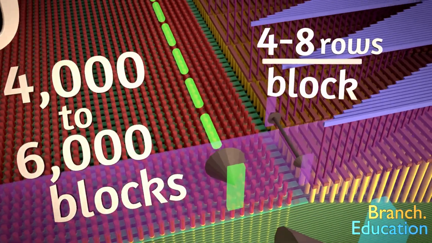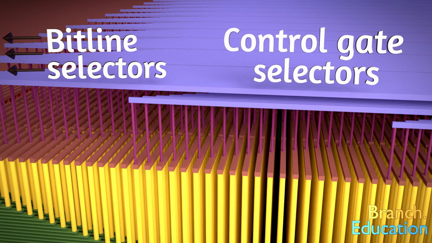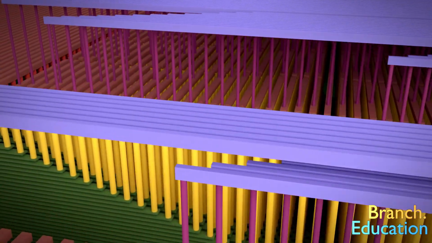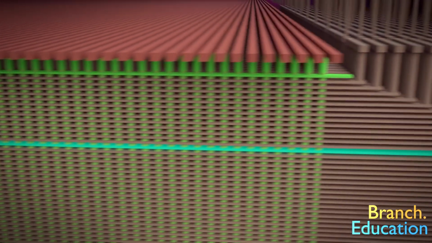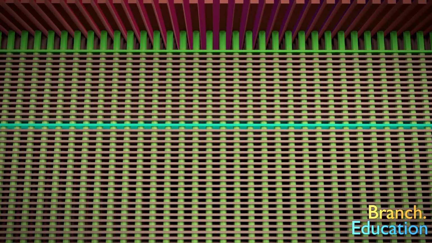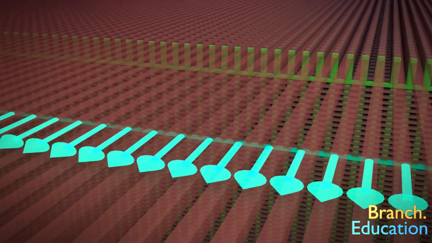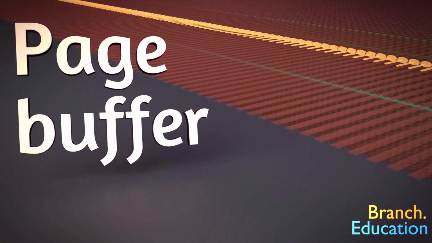Along the edges are the control gate selectors and the bit line selectors on the other side. Together they comprise what is called a row decoder. And by using both sets of selectors as traffic lights, we're able to access a single page. To repeat this, only one page, 45,000 or so cells wide, ever uses the bit line to read or write information at any given time. All tens of thousands of bit lines feed down here to the page buffer, where the information of a single page is read to or written from.